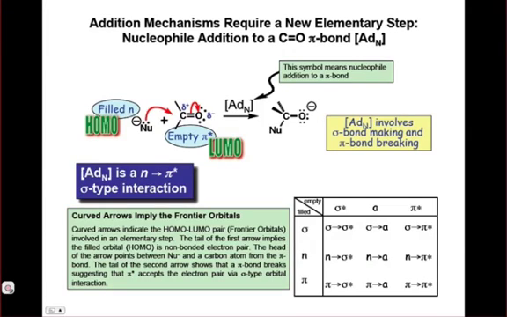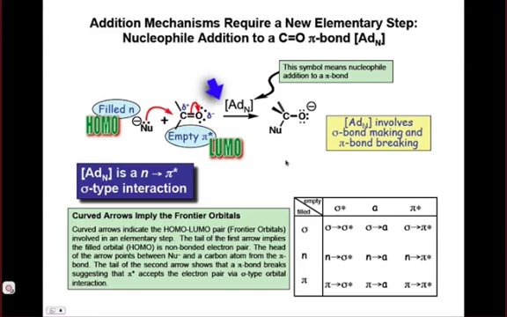Before we can discuss addition to the carbonyl group in great detail, we need to take a look at a new elementary step, AdN. AdN is the addition of a nucleophile across a polarized pi bond with the formation of a nucleophile-carbon bond. The curved arrows for this process are drawn here.